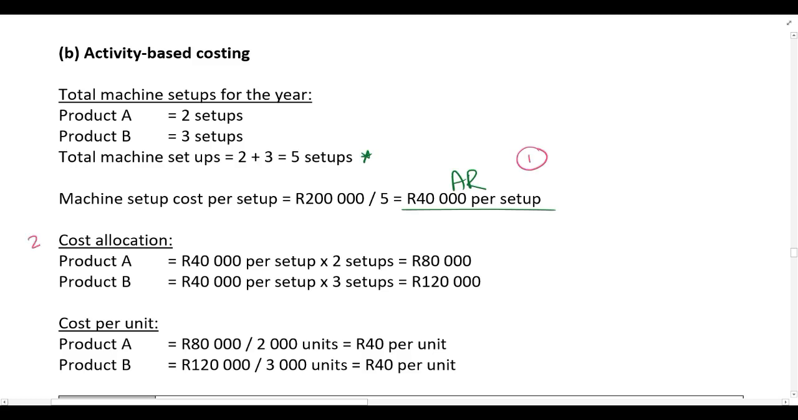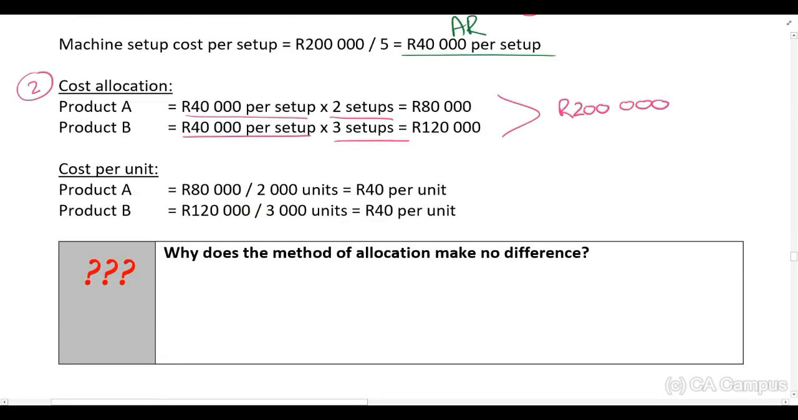Once you have your rate, you can then split the cost between the 2 products. So it's 40,000 Rand per setup. Product A has 2 setups, product B has 3 setups, and you apportion the total cost of 200,000 Rand between the 2 different products. And then lastly, we make sure we answer the required, and we take the total cost, we divide by the number of units so that we can get the cost per unit.